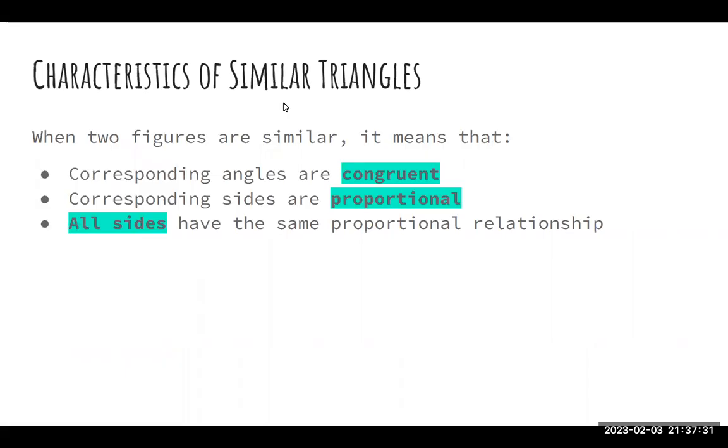All right, so let's look at characteristics of similar triangles. When two figures are similar, it means that they must have all three of these characteristics. If they don't have all three, it's not similar. So their corresponding angles must be congruent, the corresponding sides must be proportional, and all of the sides must have the same proportional relationship. Again, it must have all three of these in order to be similar.